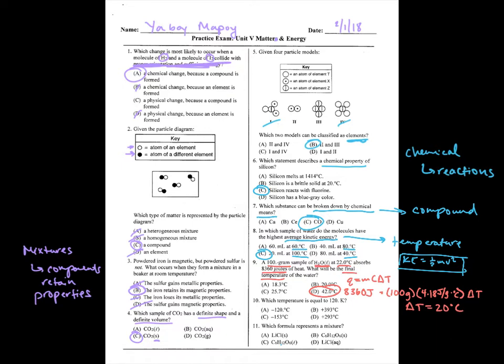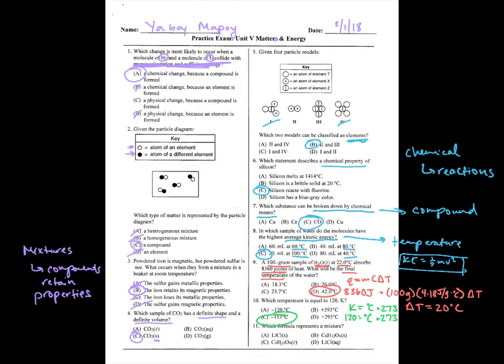All right, number 10. Which temperature is equal to 120 Kelvin? So you got to look at reference table T for that equation, where Kelvin is equal to degrees Celsius plus 273. We're looking for its equivalent in Celsius. So we plug it in, 120 equals degrees Celsius plus 273. You have to subtract 273. 120 minus 273 will get you negative 153 degrees Celsius. That's your answer.